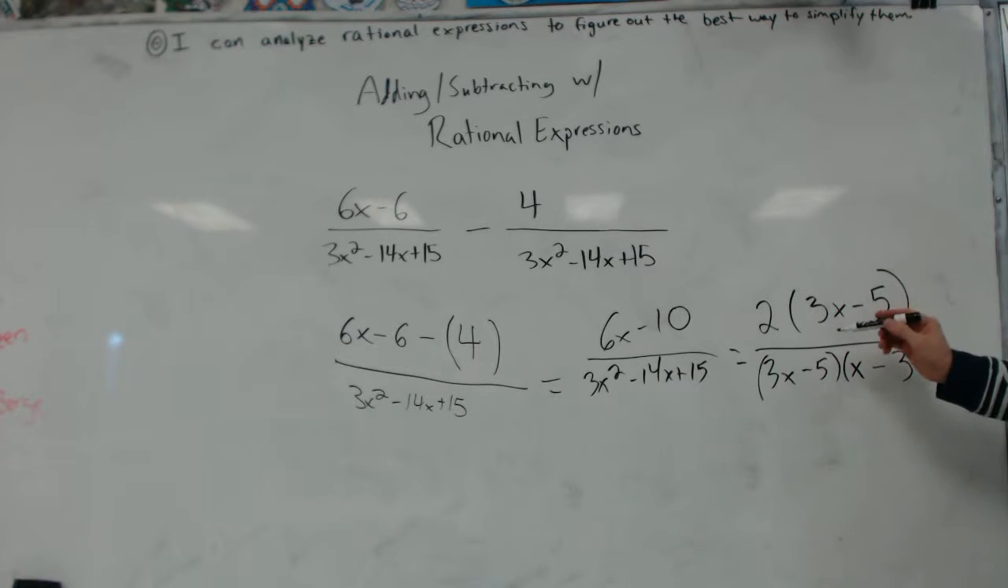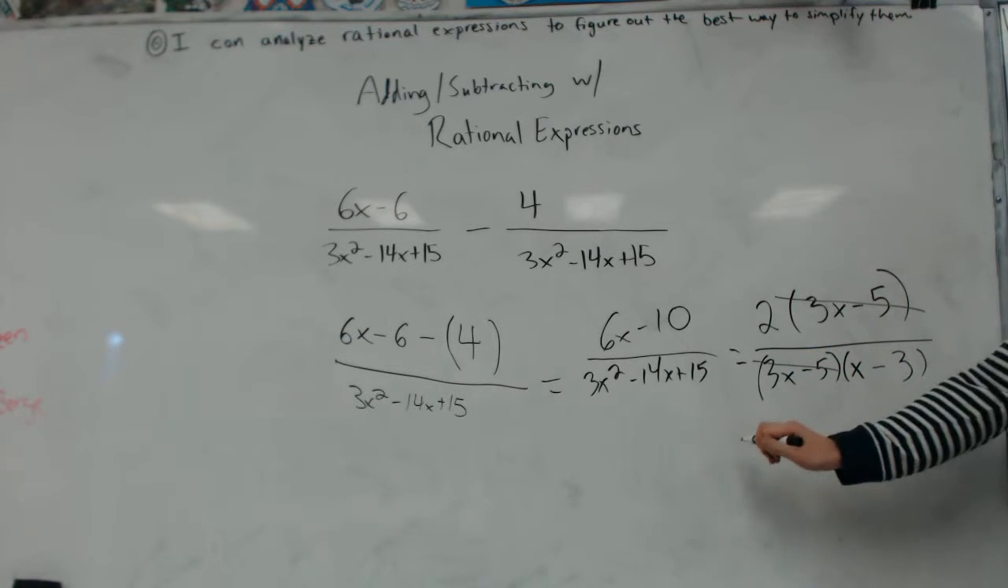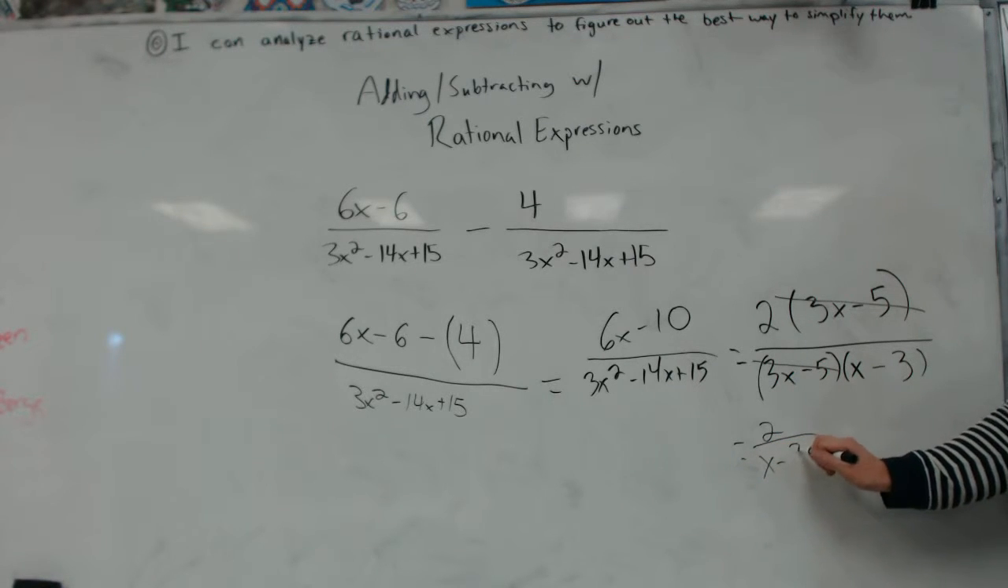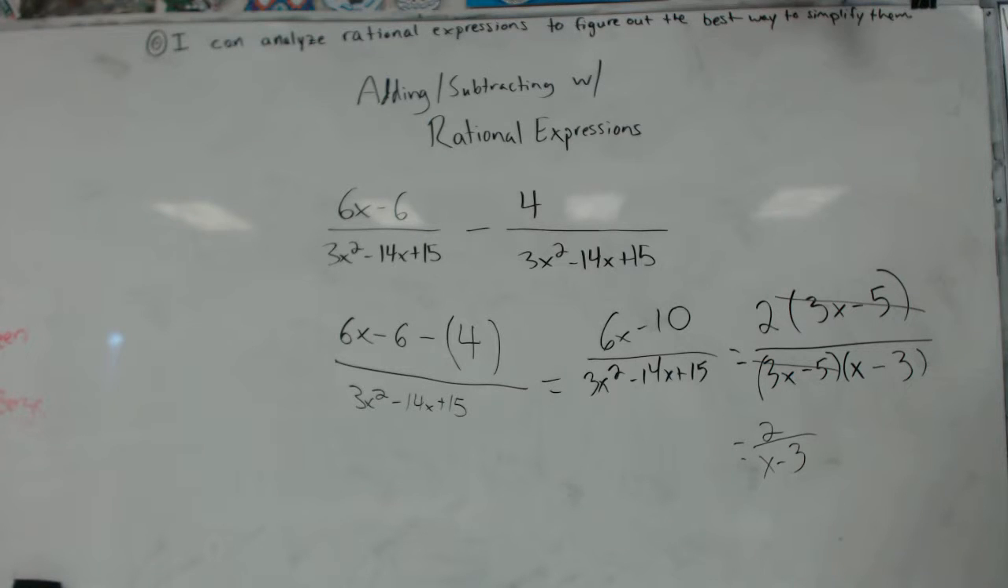Anyway, in this case, I see that this factor here cancels with this factor here, and I end up with 2 over x minus 3. Let's say I asked you for the excluded values on this one. What would they be? X cannot be 3, and x cannot be 5 over 3, because of this thing that we canceled.